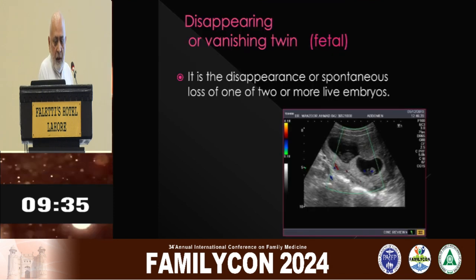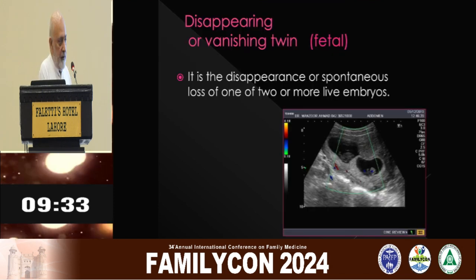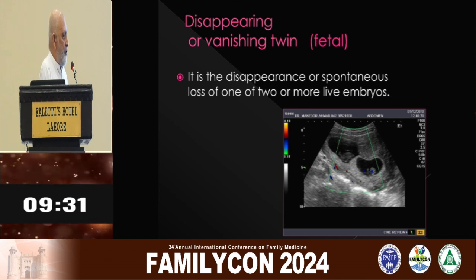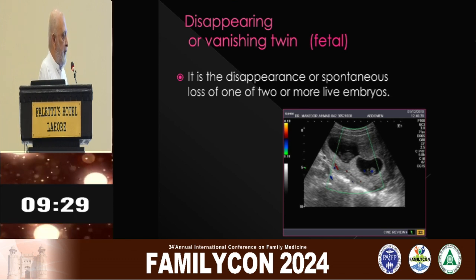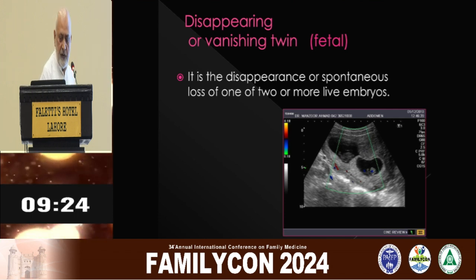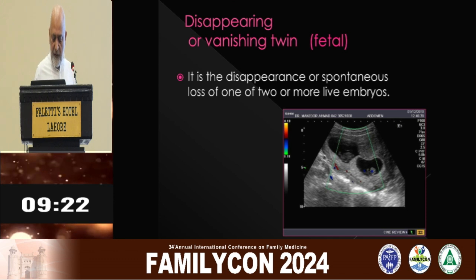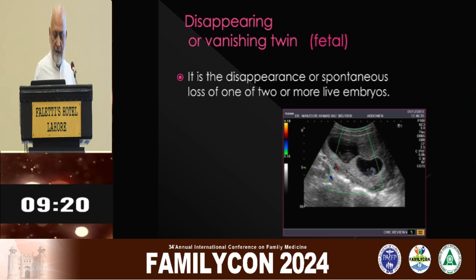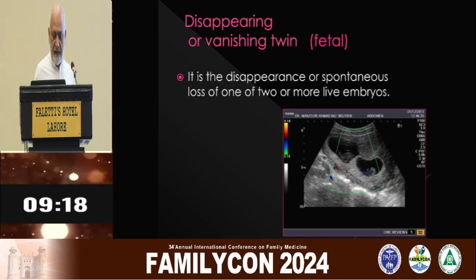Next cause is the disappearing or vanishing twin. There are multiple pregnancies. One sac with an embryo of normal size has visible cardiac activity, and the second sac's embryo contains no cardiac activity. So this is vanishing twin. One fetus is dying and the second is normal.